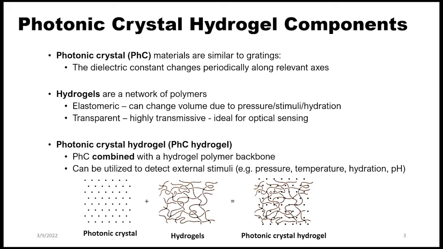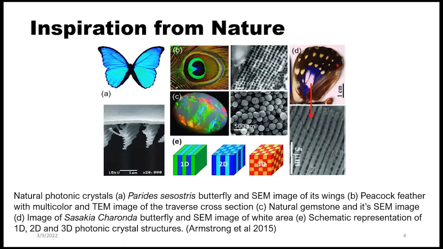So transparency is a major feature of hydrogel. So if the material is transparent, we can use it for optical sensing. Here are some examples of naturally occurring photonic crystals and their SEM and TEM images, and some representative images of the one-dimensional, two-dimensional, and three-dimensional photonic crystals.